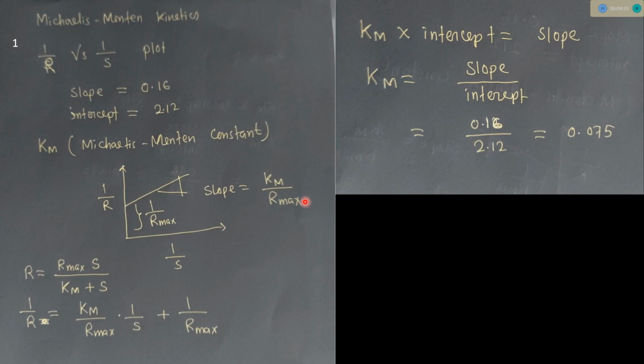This is the simplest question from chemical kinetics. From this equation, slope equals Km into 1 upon R max, and 1 upon R max means the intercept. So Km by R max we can write as Km into intercept, and this is equal to the slope. So Km is equal to 0.075. This is the simplest question from chemical kinetics.